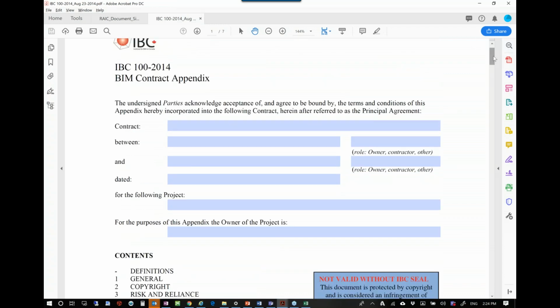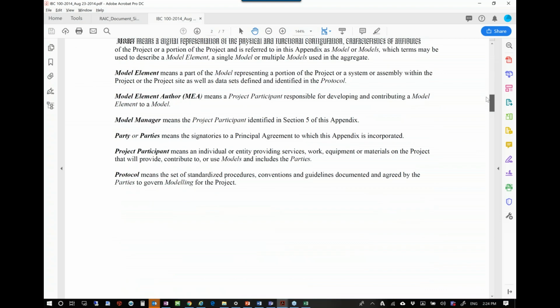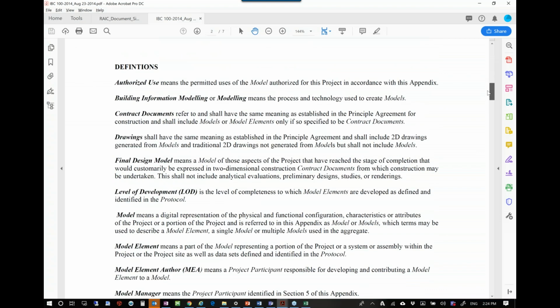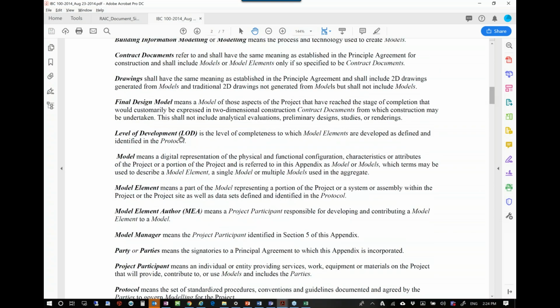particulars again about the contract, so a little bit about it, when this thing was executed, the definitions. This one actually has a definition of BIM. And notice this isn't my definition, so I'm not too keen on it, but it is what it is. Yeah, it doesn't really matter. And notice I like this level of development. The level of completeness to which model elements are developed. That's actually a really, really good definition of LOD, okay?